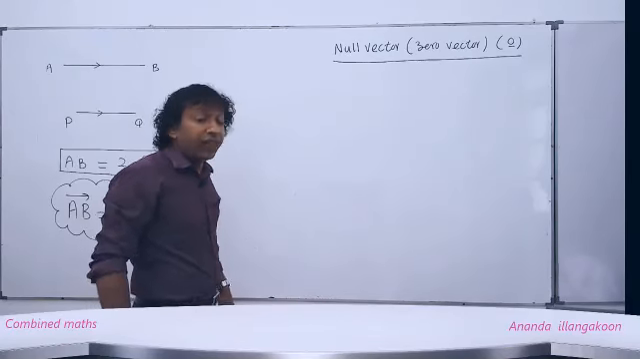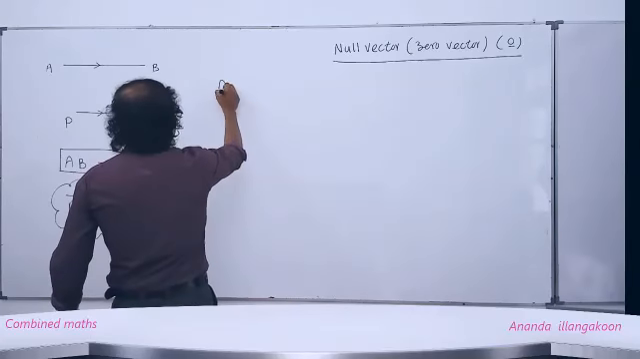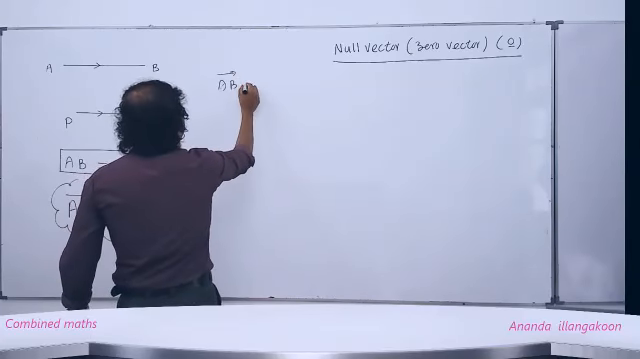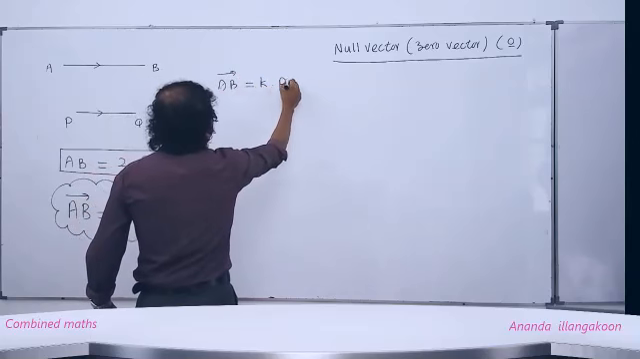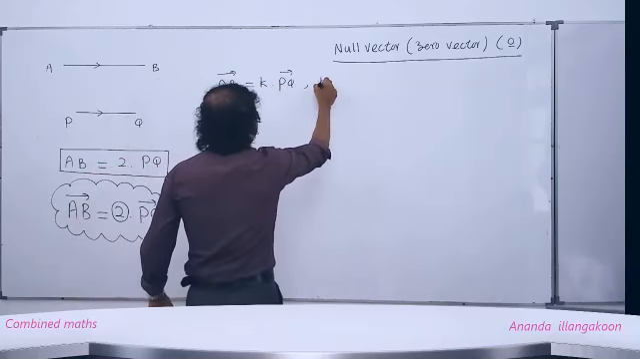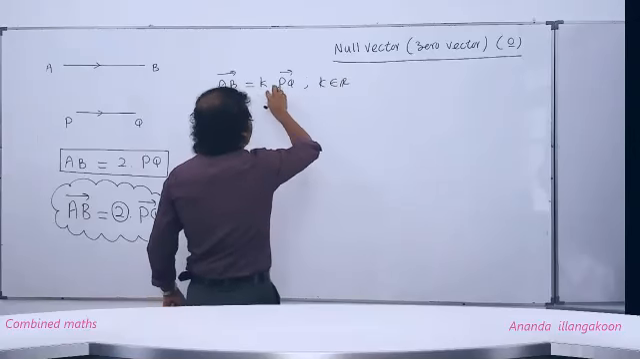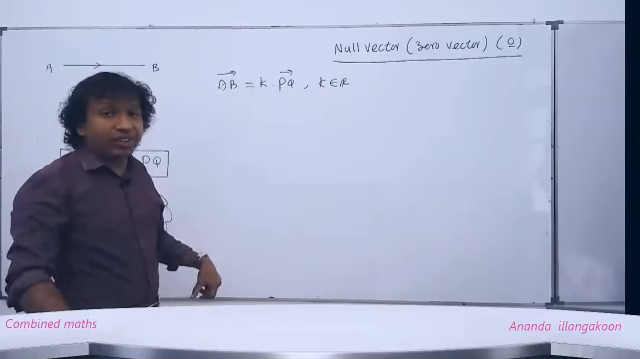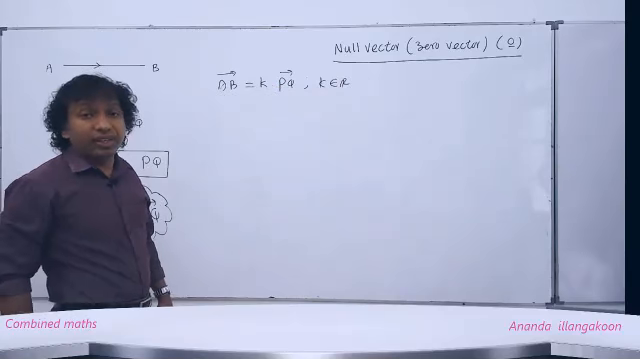That value we can write as K: AB is equal to K times PQ. What is K? K is a real number. This real number K exists, but at the moment we can't calculate it because we don't know the AB length and PQ length.